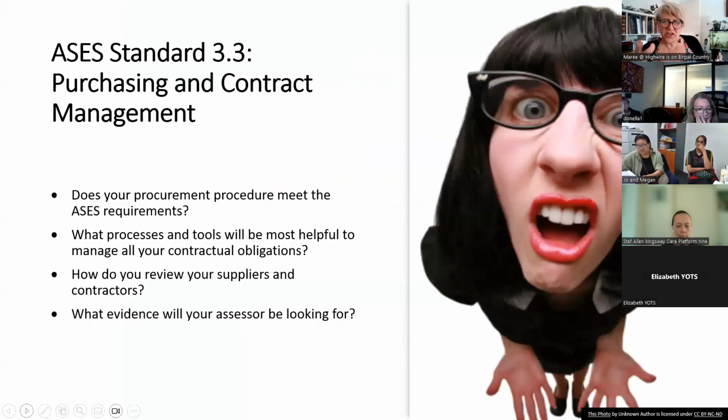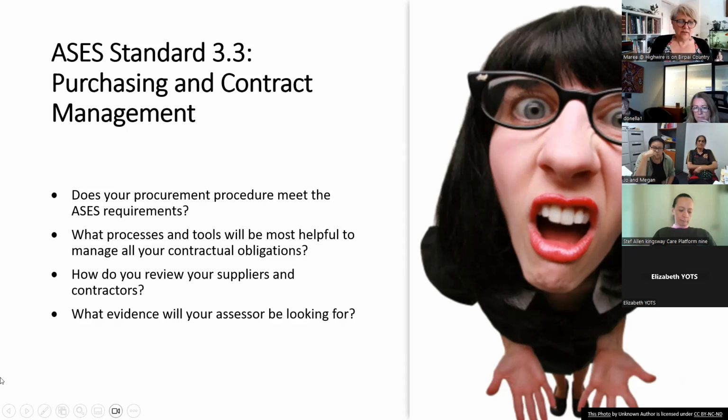Here are some questions that I thought we could answer today. You could have a think about whether your procurement procedure meets the requirements. We can have a look at some processes and tools that might be helpful. You can talk about what you use to manage your contracts in your organisation. If you've only got a couple, you probably don't need a sophisticated tool. But if you've got loads, like I know some of your organisations do, you probably want to have some sort of tool to help you to keep it all in order.